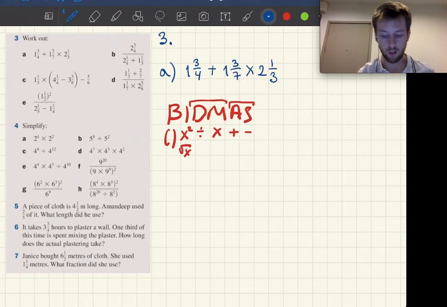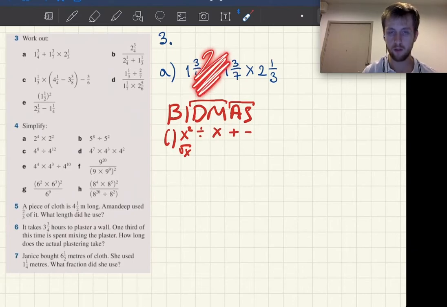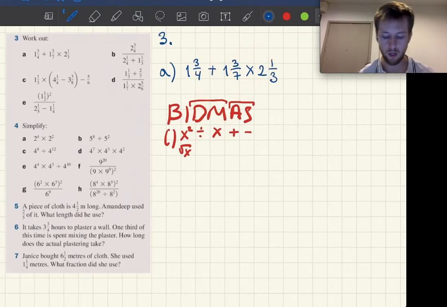Okay, let's get going with this. So what we have to do first, according to BODMAS, is multiplication. So not this, but we have to do this first. Yeah? So first we multiply. You know what we can do? We can split it.